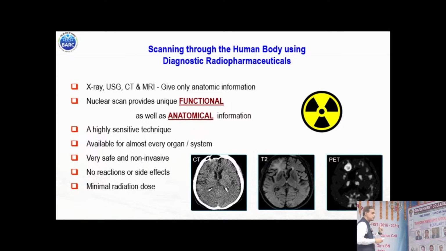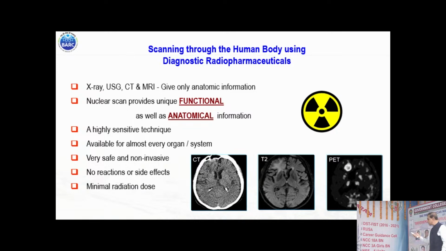Say whether the heart is pumping the blood properly, whether the blood is going to all the cells of the heart, whether the kidney is filtering properly. All this information you cannot get from these techniques; you can only get it if there is a structural abnormality in these organs by the other methods.